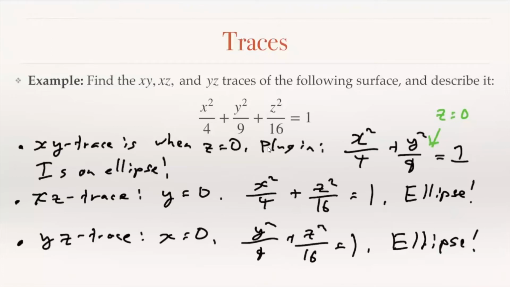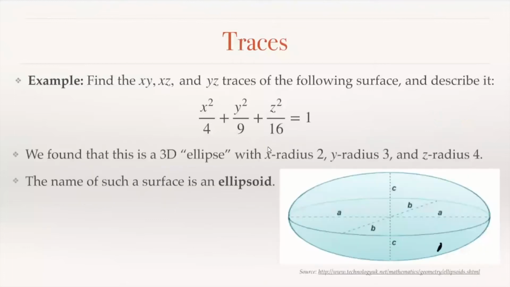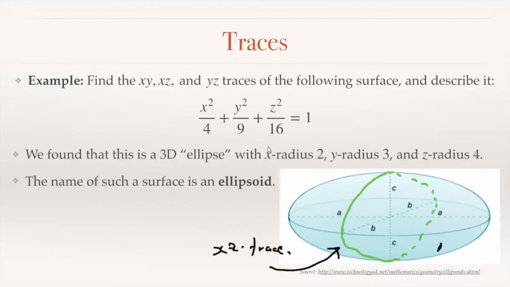So all slices, xy, xz, and yz are ellipses, and we can put those together and see that it must be a figure that looks something like this. So for example, this guy here was our xz trace, which was an ellipse as we found.